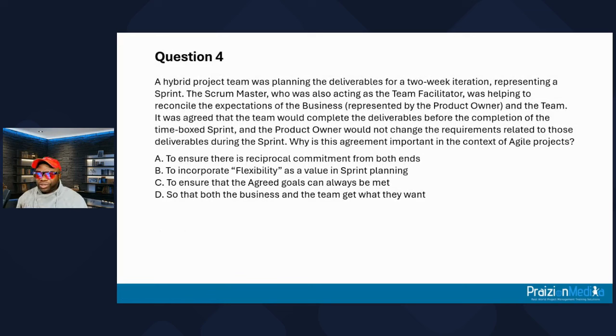A hybrid project team was planning the deliverables for a 2-week iteration representing a sprint. The Scrum Master, who was also acting as the team facilitator, was helping to reconcile the expectations of the business, represented by the product owner, and the team. It was agreed that the team would complete the deliverables before the completion of the time box sprint, and the product owner would not change the requirements related to those deliverables during the sprint. Why is this agreement important in the context of Agile projects?